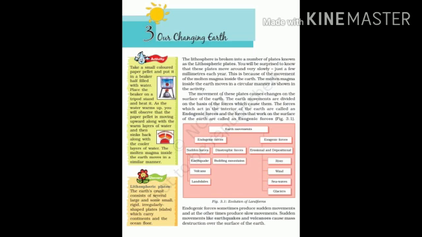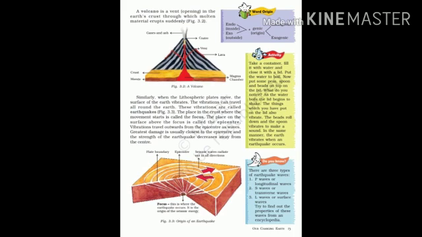Endogenic forces sometimes produce sudden movements and at other times produce slow movements. Sudden movements like earthquakes and volcanoes cause mass destruction over the surface of the earth. Let us see volcanoes. A volcano is a vent in the earth's crust through which molten material erupts suddenly. You can see figure 2.3. The gases and ash come out from the volcano and it makes a crater, a vent, lava, crust and mantle.